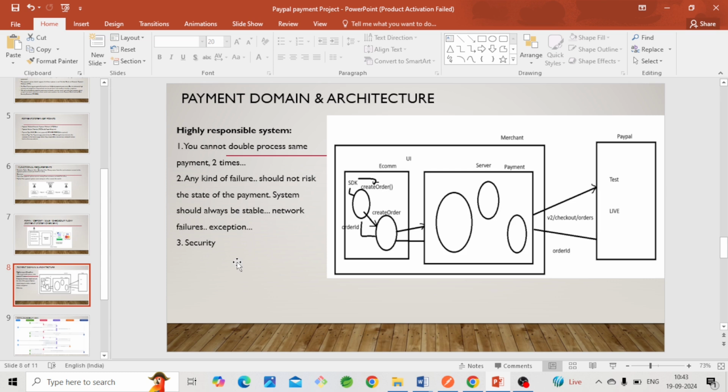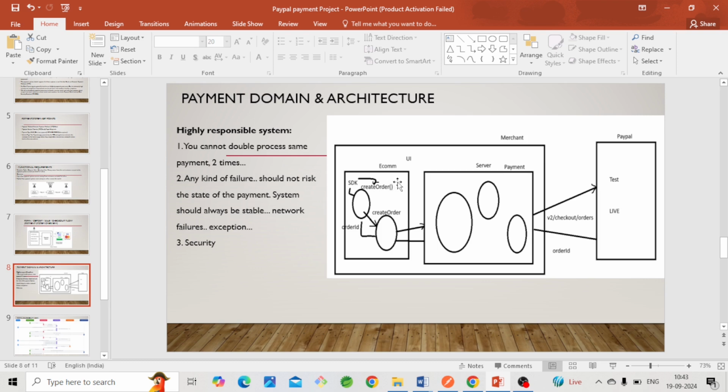Now, payment system domain and architecture. Now we will understand the end-to-end flow. If you are observing this diagram, we are part of the payment system, as we discussed. Then the e-commerce client. Suppose we are considering the Amazon app.